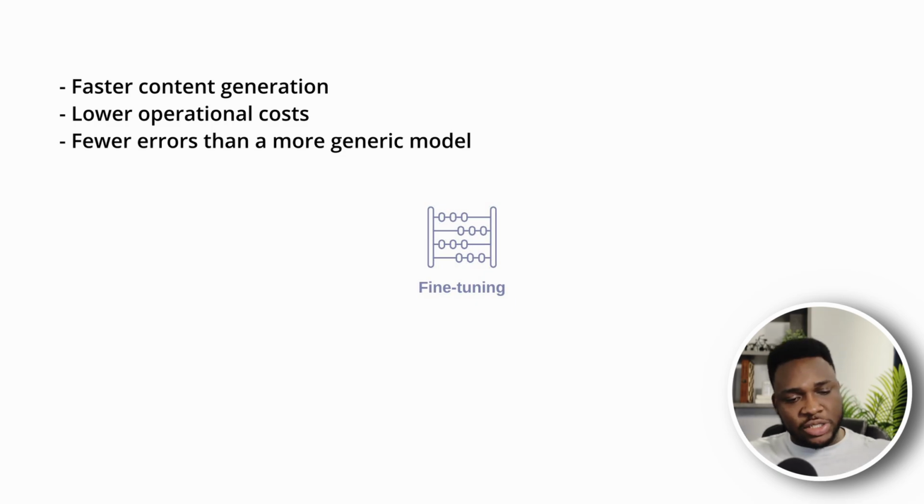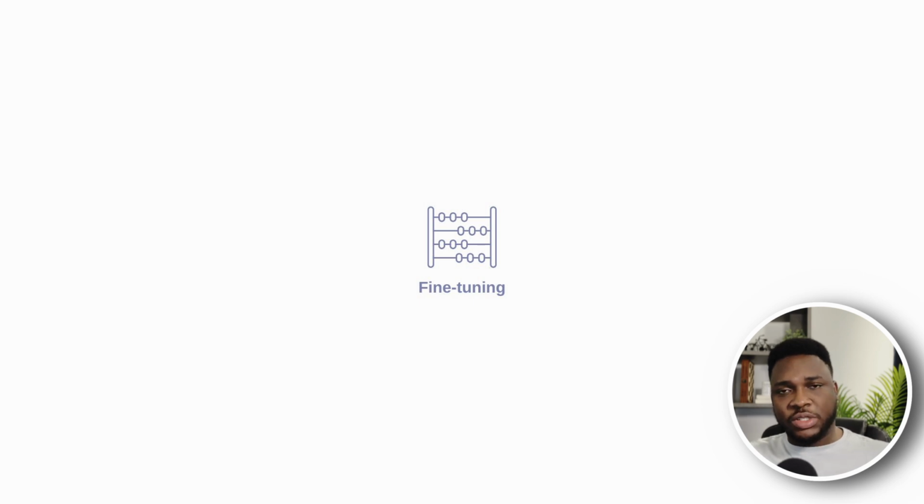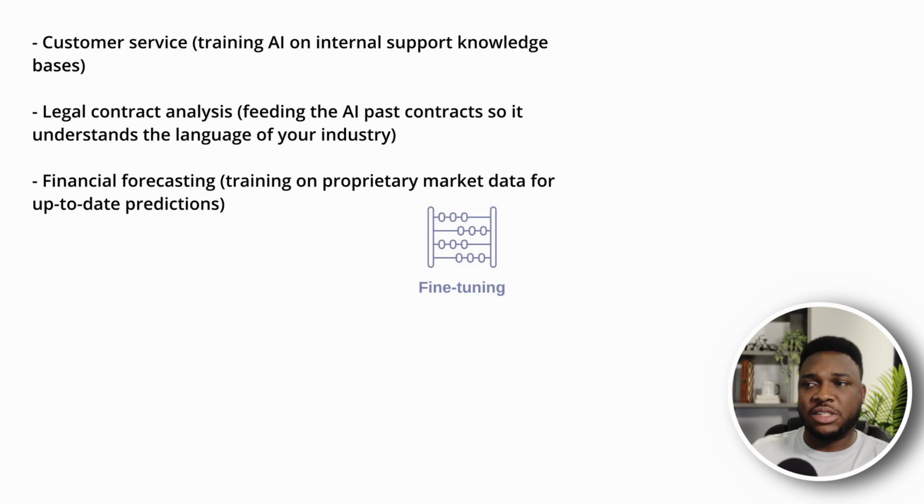RAG just exposes the model to your database, but with fine-tuning, you retrain the model and add more to its training materials, which can shape the behavior of the model in the long run. A lot of companies use this approach for tasks like customer service. They train the AI on internal support knowledge bases, like retraining, not just exposing the model to this data.